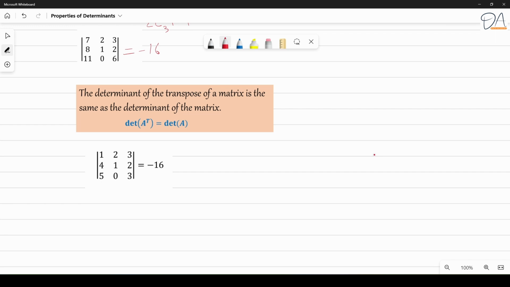What do we mean by the transpose? It means simply that you take every row and make it a column. So the first row now becomes the first column. We'll have 1, 2, 3. The second row becomes the second column, so it becomes 4, 1, 2. The third row becomes the third column: 5, 0, 3. So this new determinant, which we get by making the rows columns, and at the same time the columns are becoming rows, is minus 16. So the value does not change by taking the transpose of a matrix.